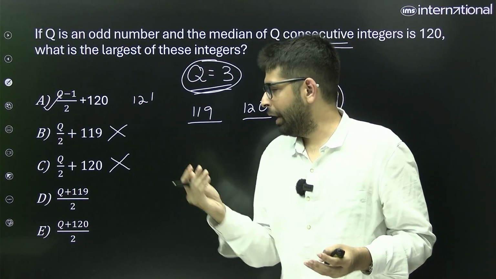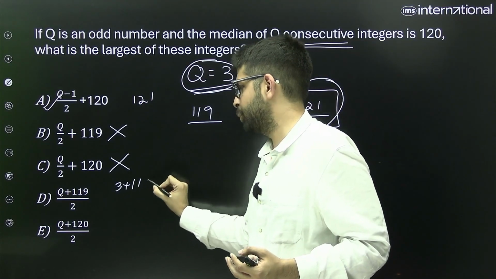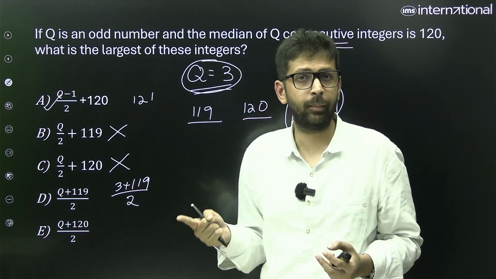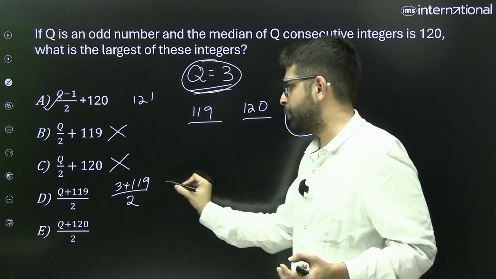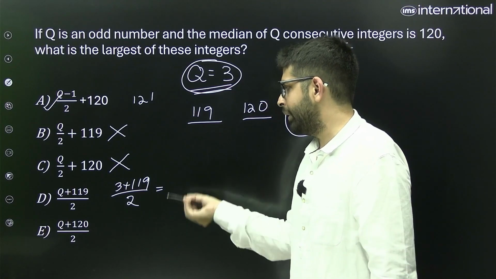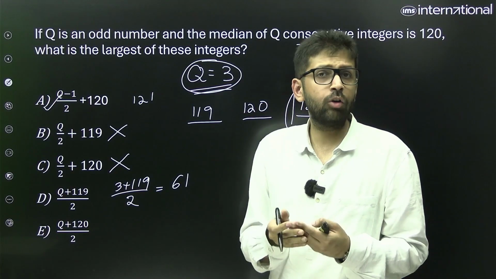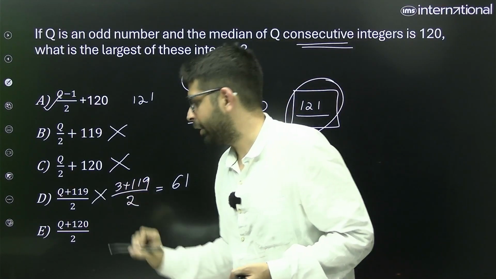Option D, now 3 plus 119. Ideally you should not be doing this on paper; this is the mental math I was talking about, something that should be happening in your head, right? So 3 plus 119 would be 122, and 122 upon 2 would be 61, and not the answer I was looking for. I was looking for 121, right? So therefore even option D cannot be my answer.